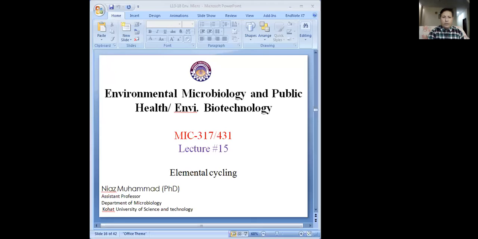We have to talk about elemental cycling in terms of environmental microbiology and public health. It is understood and widely accepted, and we have firmly believed, that microorganisms play a vital role in the conversion of elements from one form to another. Microorganisms are responsible for cleaning this planet for life, and for managing life on this globe by maintaining the life structure and maintenance of this planet.